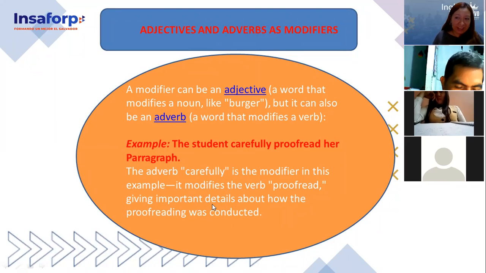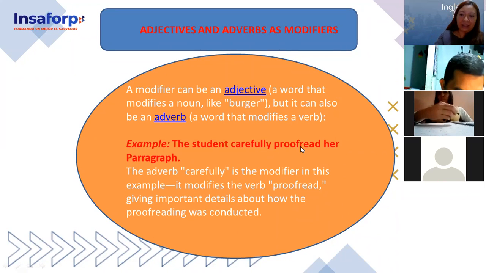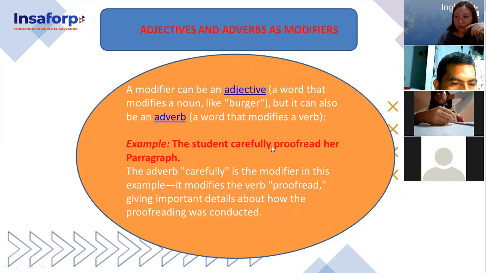Los adjetivos son los que describen a los sujetos, a los objetos, cosas, animales. Y también se pueden describir a ellos mismos. Adjetivo puede describir adjetivo. Los adverbios describen a los verbos. Los adverbios nos dicen cómo una acción pasó. El adjetivo nos dice cómo es algo, cómo es alguien. Pero el adverbio nos dice cómo es la acción. ¿De acuerdo? Entonces, tenemos el ejemplo acá. The student carefully proofread her paragraph. Proofread es corregir. La estudiante cuidadosamente corrigió su párrafo. El adverbio cuidadosamente nos está describiendo cómo pasó la acción corregir.